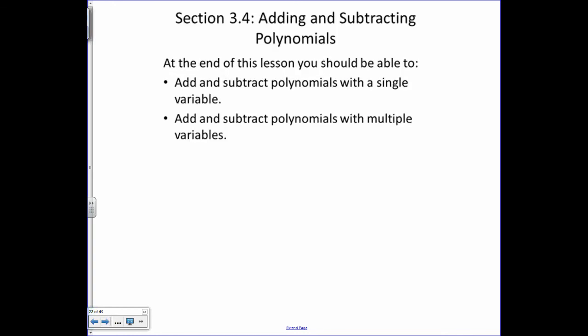So at the end of this lesson, you should be able to add and subtract polynomials with a single variable, and add and subtract polynomials with multiple variables.